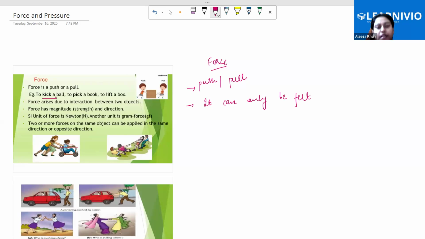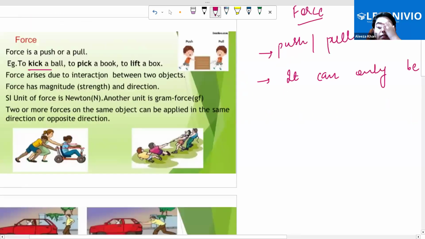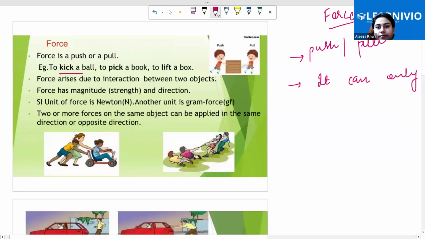Are you able to see the images, or should I zoom it up? Yeah, can you move it up? Fine. Is it fine? Hello?